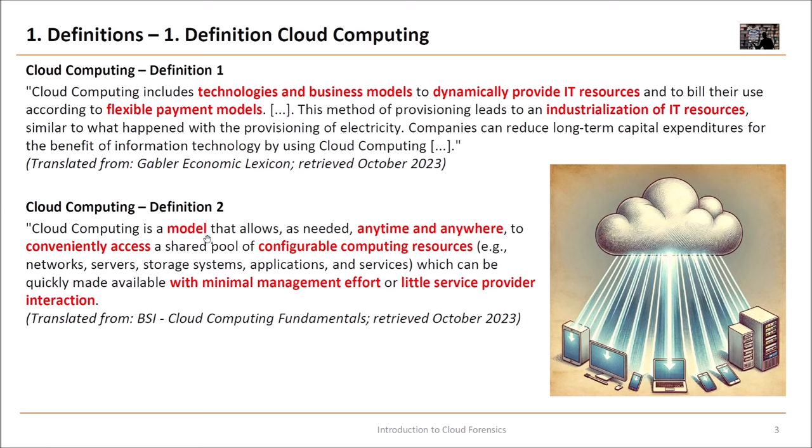Cloud computing is a model that allows, as needed, anytime and anywhere, to conveniently access a shared pool of configurable computing resources. For example, networks, servers, storage systems, applications, and services, which can be quickly made available with minimal management effort or little service provider interaction. Here are also marked important words. Cloud computing is a model. Very important is that we can use it anytime and anywhere. It offers convenient access. It's a configurable computing resource pool with minimal management effort or little service provider interaction.